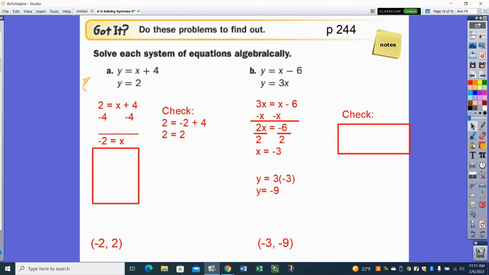I'm going to check it, but I don't really need to check it in the one I just used. So I'm going to just check it in the top one. You can always check it in both, but I'm going to check it in the top one. I'm going to put negative 3 in for x and negative 9 in for y, and sure enough, it works.